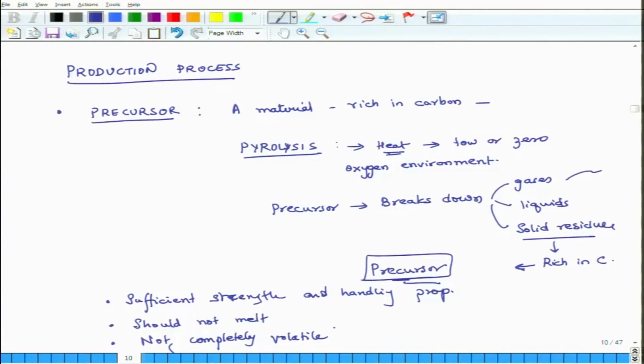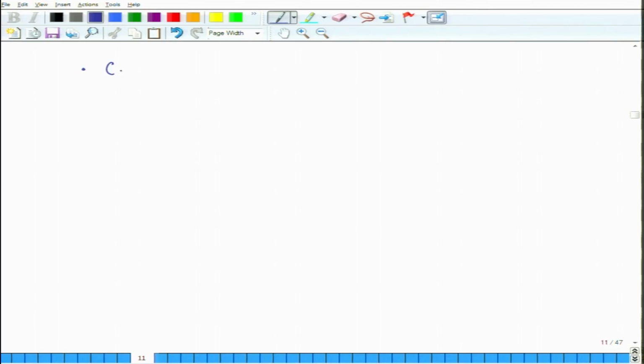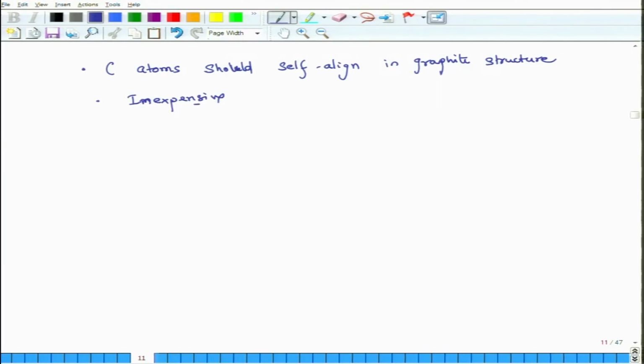It should not be completely volatile, because if it is completely volatile, then you may not end up with a lot of carbon. It is also important that carbon atoms should self-align in the graphite structure. And once they self-align, this enhances the mechanical properties, and of course, it should be inexpensive. Okay. So these are some of the important properties which a good precursor material should have.